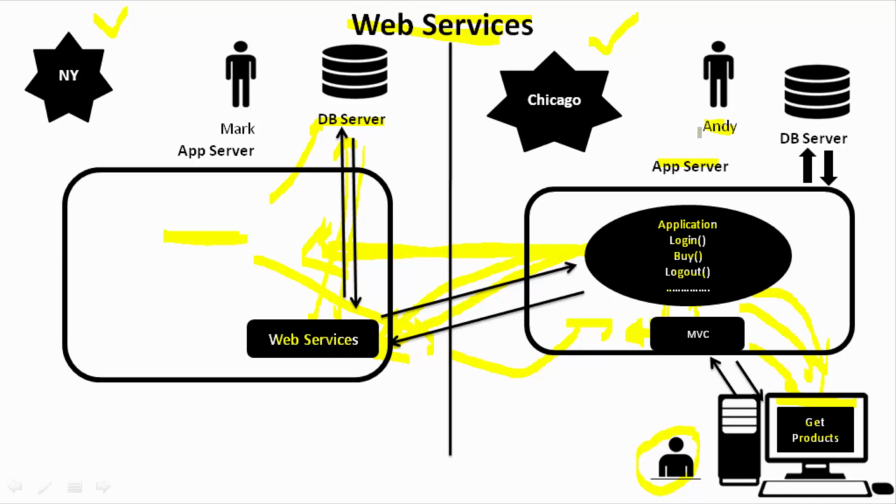And the worst thing about this is Andy cannot do anything about it because this get products piece of code is not running on his infrastructure, it is running on Mark's infrastructure, and if Mark's infrastructure is slow, Andy cannot do anything about it. All he can do is request Mark to improve his app server, but he cannot look into the code to see what is wrong, how he can improve the performance and all that. So this is the reason why web services didn't take off as much as people thought they would.